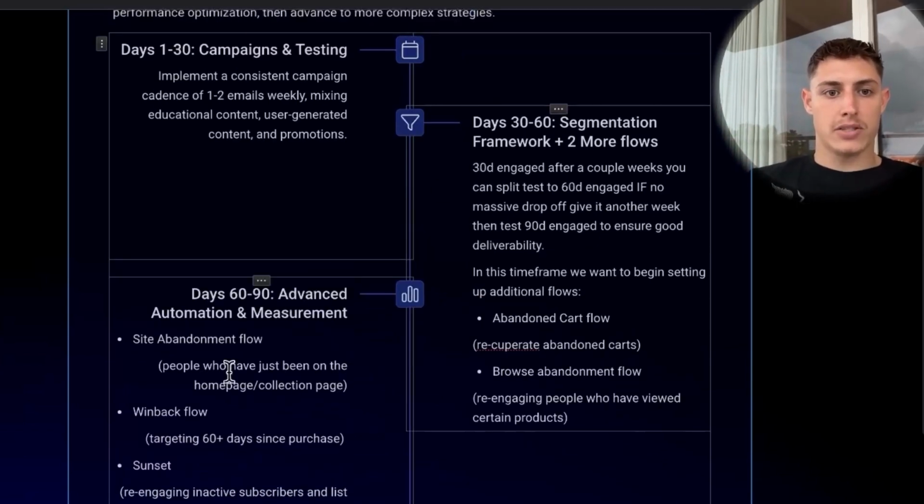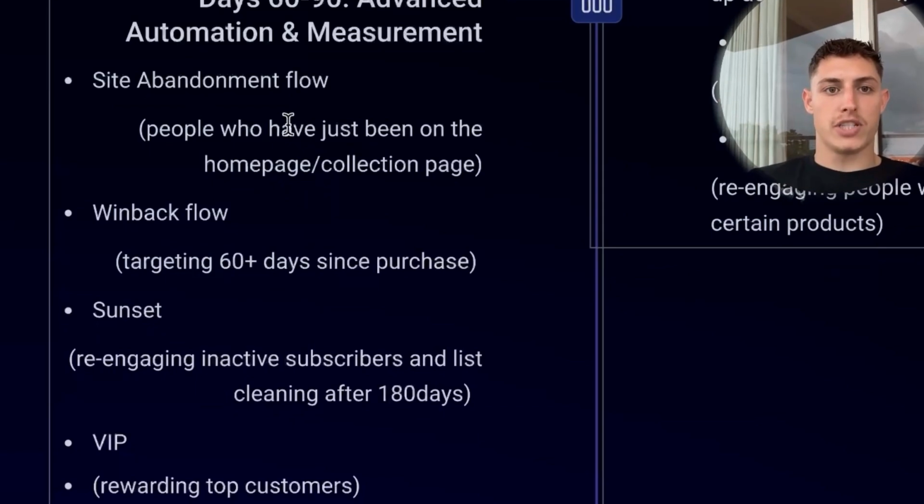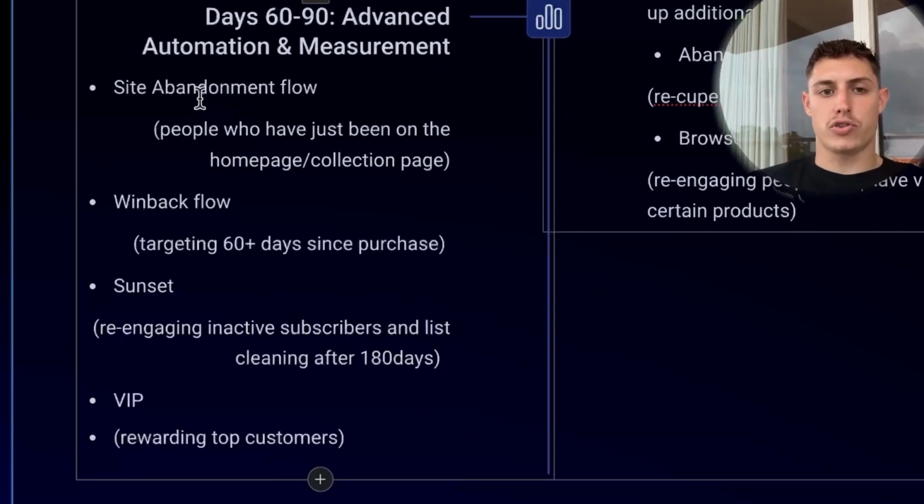Once this has been attended to, after days 60 to 90, we can start to set up the site abandonment flow, which is basically for people who have just been on your homepage or collections page, right? They've not viewed a product yet. This is to try and get them deeper down the funnel, get them onto your product page, get them to add to cart, check out, and so forth, right?